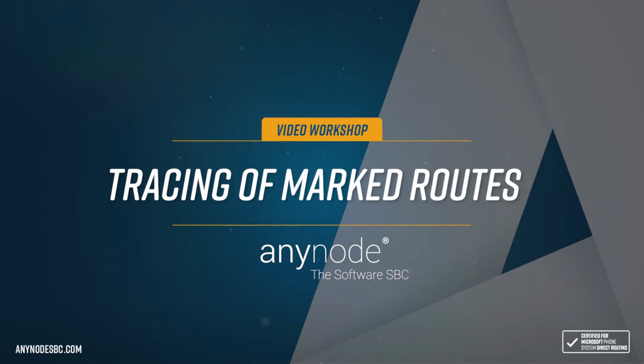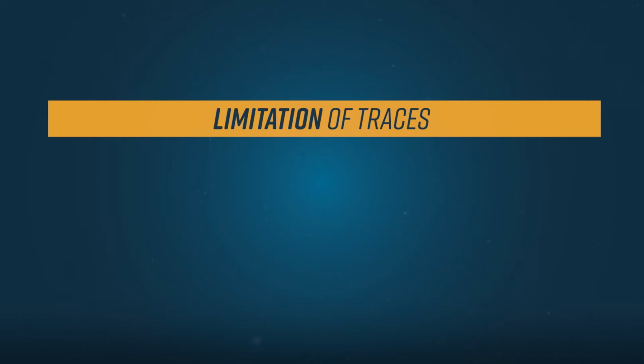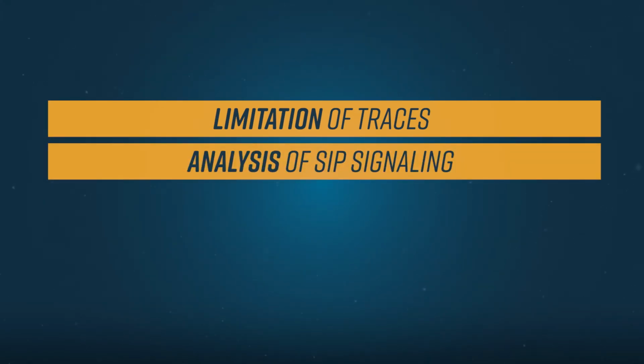In this episode, we invite you to sit back and watch as we share information on using the tracing of marked routes, a limitation of the trace recording function for certain selected routes. Together with the anynode trace analyzer, the tracing of marked routes serves as the basis for a quick analysis of the SIP signaling in interaction with your VoIP infrastructure.